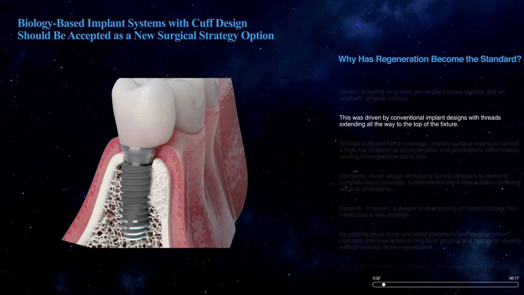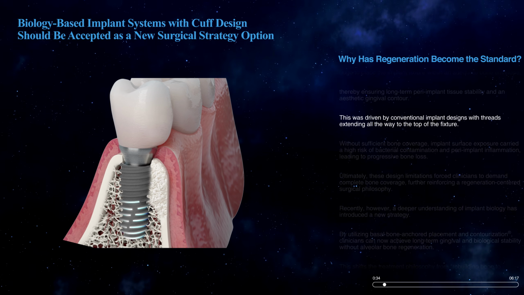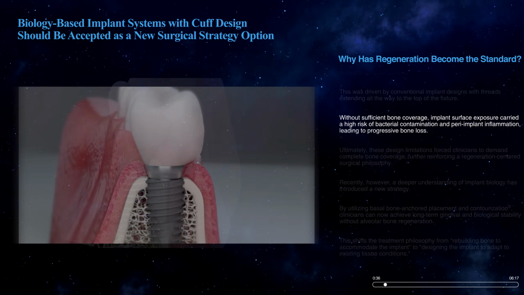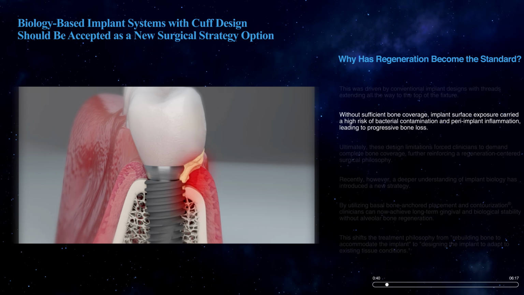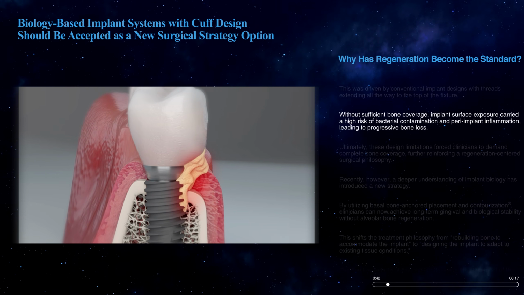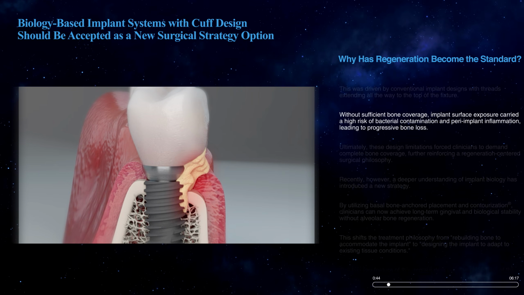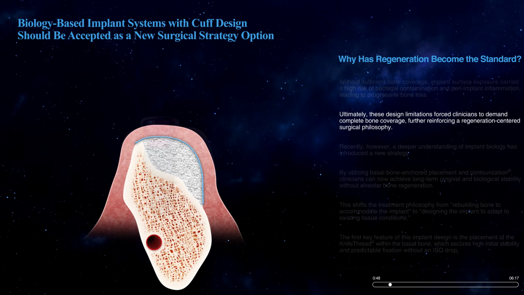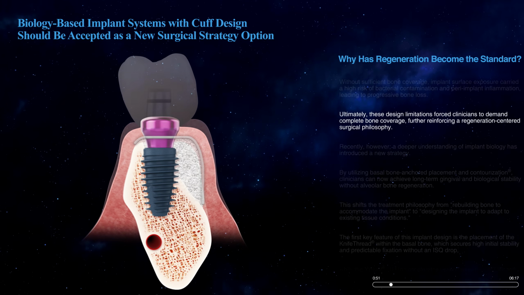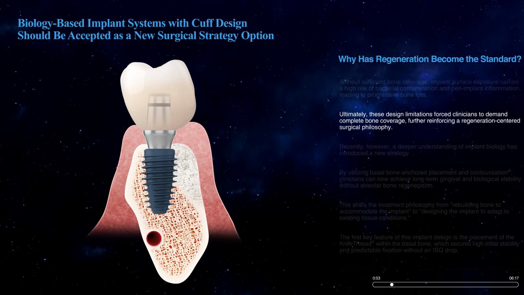This was driven by conventional implant designs with threads extending all the way to the top of the fixture. Without sufficient bone coverage, implant surface exposure carried a high risk of bacterial contamination and peri-implant inflammation, leading to progressive bone loss. Ultimately, these design limitations forced clinicians to demand complete bone coverage, further reinforcing a regeneration-centered surgical philosophy.